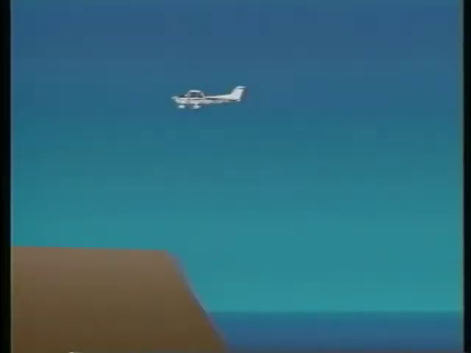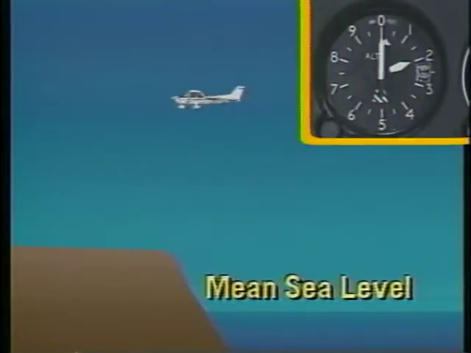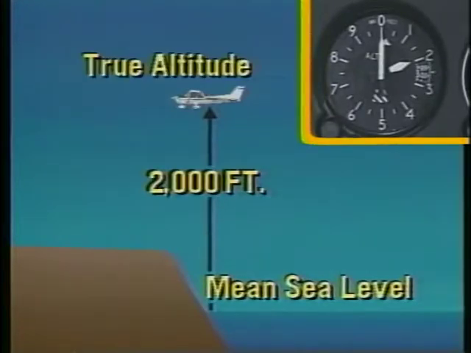If the proper barometric pressure is set in the altimeter, its indication will be based on a standard plane called mean sea level, or MSL. In other words, if your altimeter is reading 2,000 feet MSL, you are actually flying 2,000 feet above this standard sea level reference. The distance between your airplane and sea level is called true altitude.